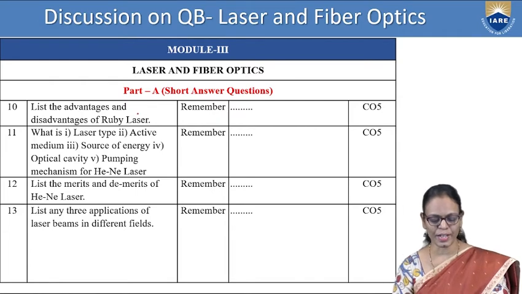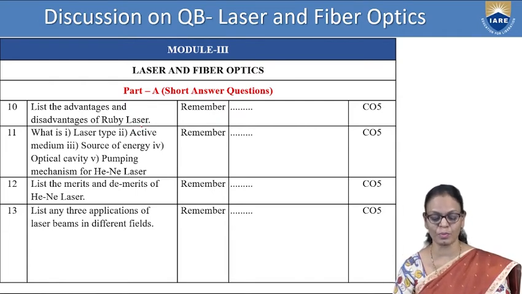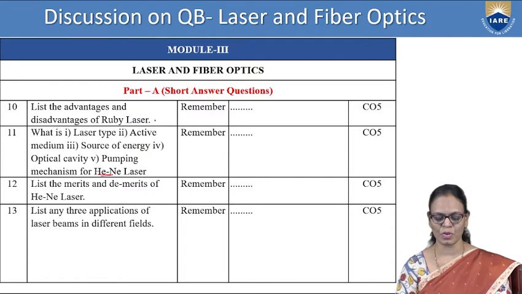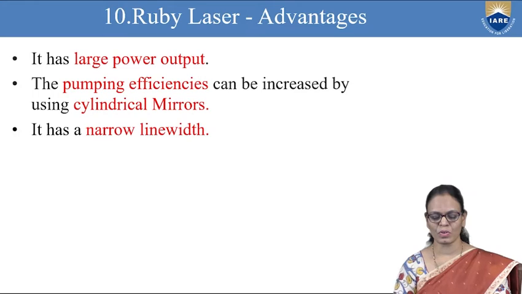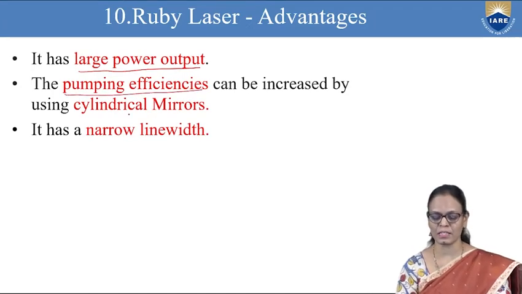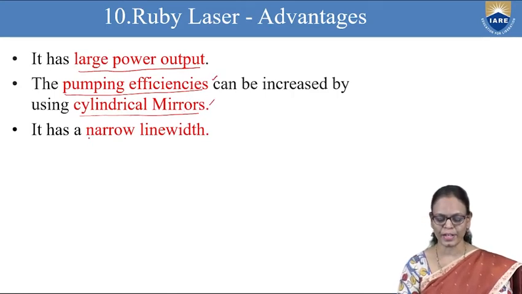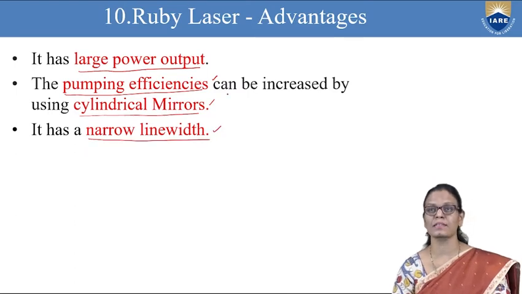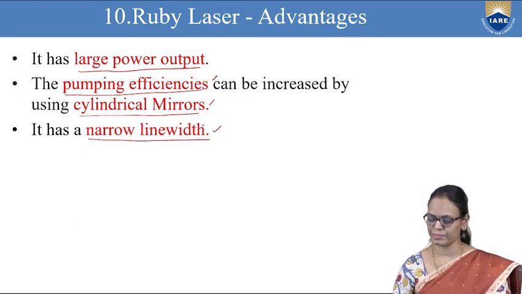Next, let us list the advantages and disadvantages of a ruby laser. Then we will discuss the helium neon laser and its merits and demerits. First, the advantages of ruby laser: it has a large power output, and the pumping efficiency can be increased by using cylindrical mirrors. The laser also has a narrow line width.